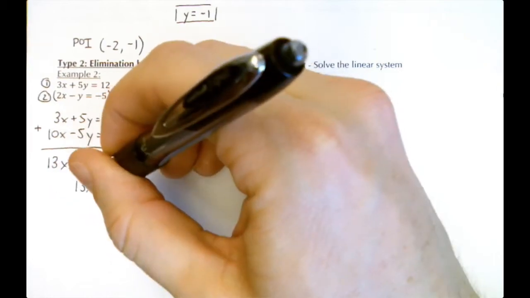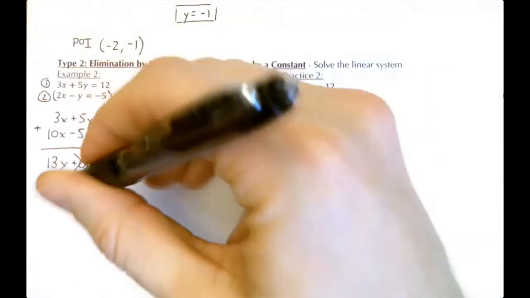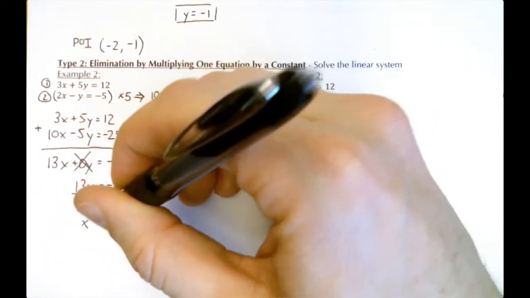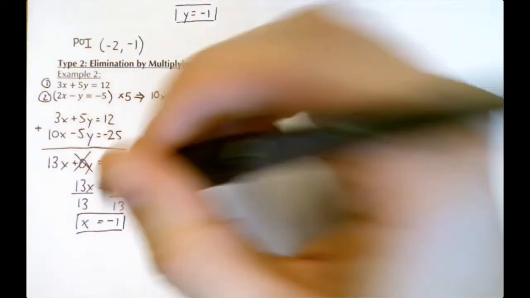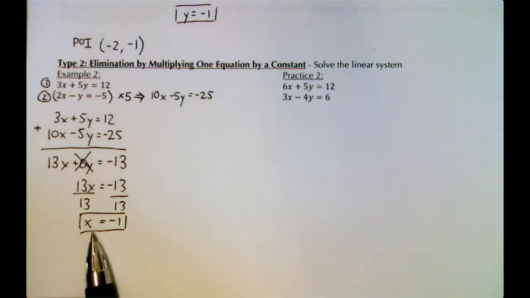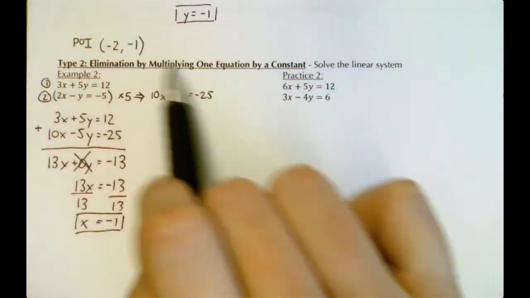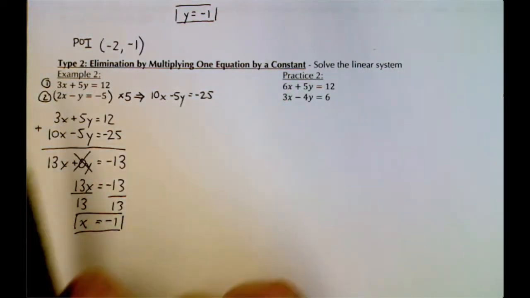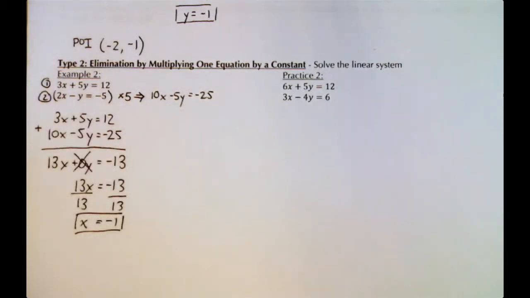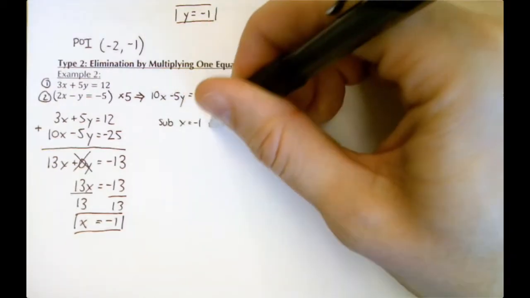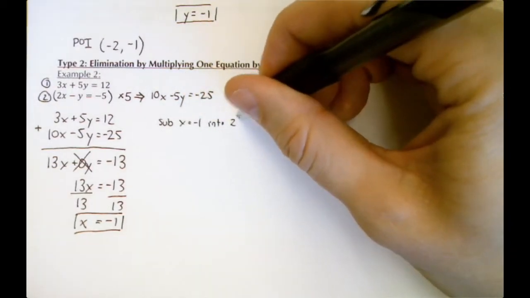So we end up with the equation 13x equals -13. Divide away the 13, we get x equals -1. And now that we know what x is, we can put our x answer into any of the three equations, one of the two originals or our new equation, to solve for y. So I'm just going to pick this original 2 equation because the y is kind of already by itself. So I'm going to sub x equals -1 into equation 2.